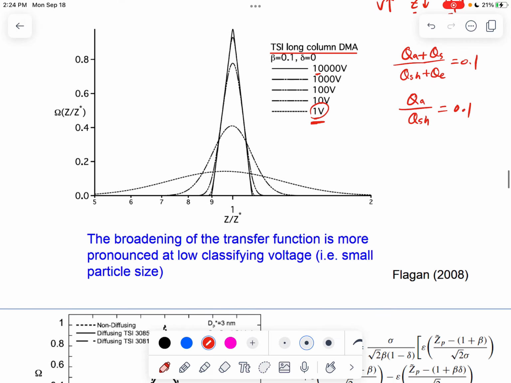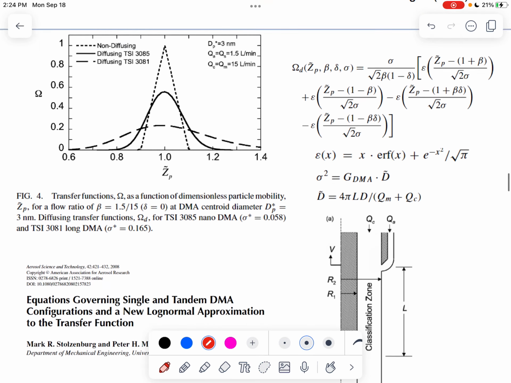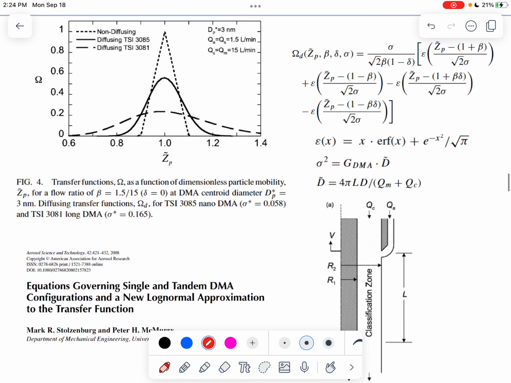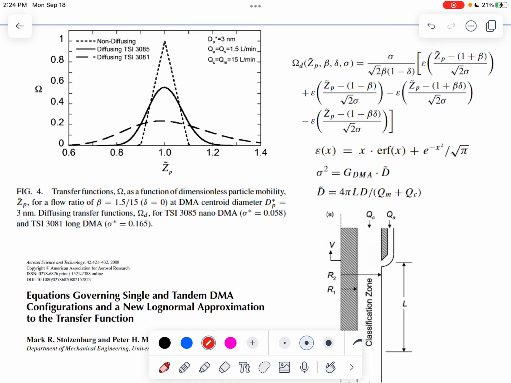And you can see how the diffusion is playing a role in broadening this transfer function here, right? So even if you use a higher, let's say, Q sheath divided by QA condition, even if you use a higher sheath flow ratio here, you're still going to face this diffusion problem, that the smaller particles can get classified, right? So under this situation, there's also an analytical expression of the transfer function, okay? So it is shown in here. Basically, it's still a function of the ZP, the normalized electrical mobility, the beta, the delta, and now you have a sigma value.